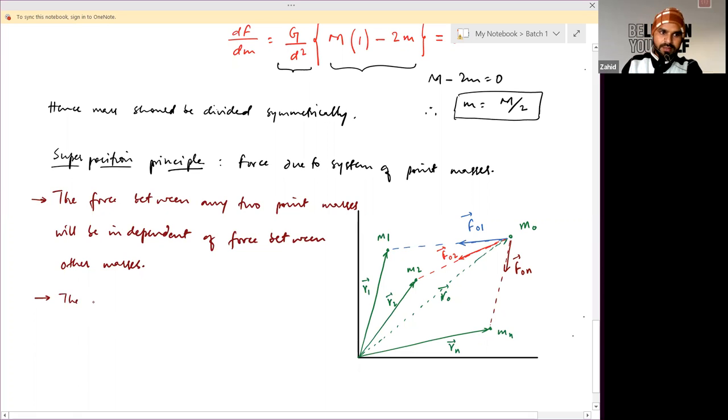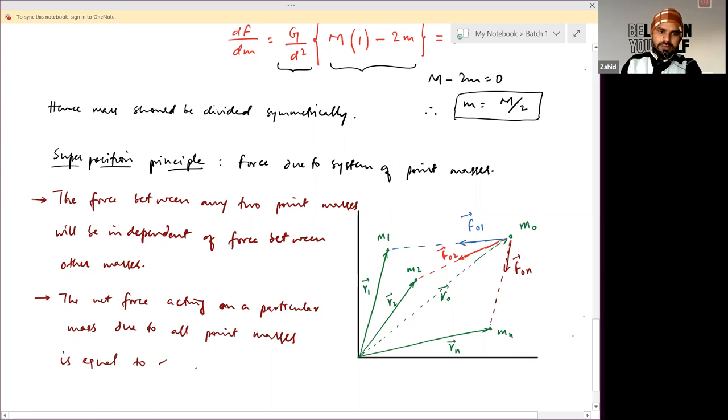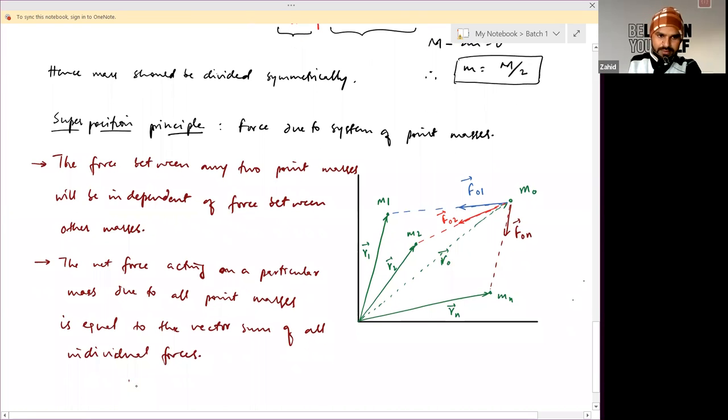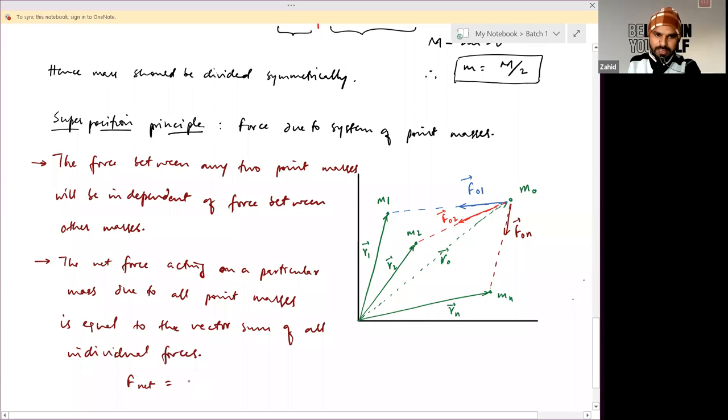So next is the net force or resultant force acting on a particular mass due to all point masses is equal to the vector sum of all individual forces, which means F net acting on M0 mass will be F01 plus F02, and so on to F0n.